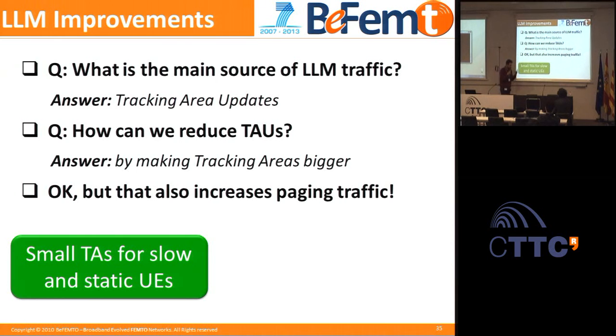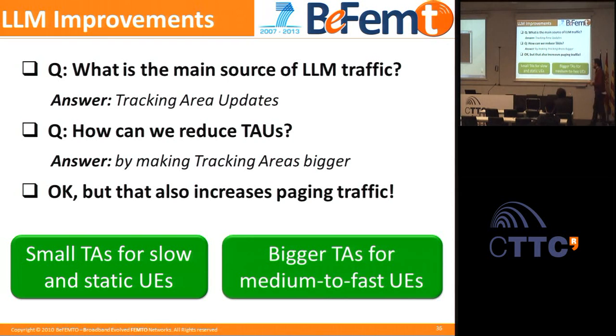So ideally, what I would like is something that, in terms of tracking area, is very small for static UEs or semi-static UEs, and is bigger for medium to fast UEs, medium speed to fast UEs. Right? So if you're static, you don't really need to report anything. And if someone wants to find you, and you're in a very small tracking area, they know where to find you. If you're moving fast and your tracking area is small, you're going to generate tracking area updates constantly.